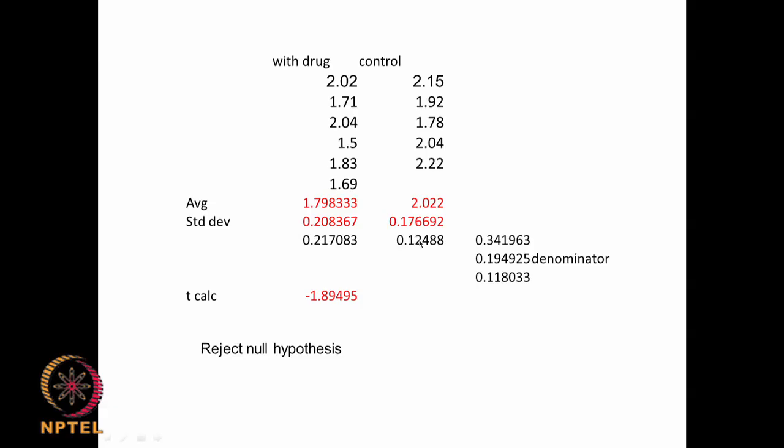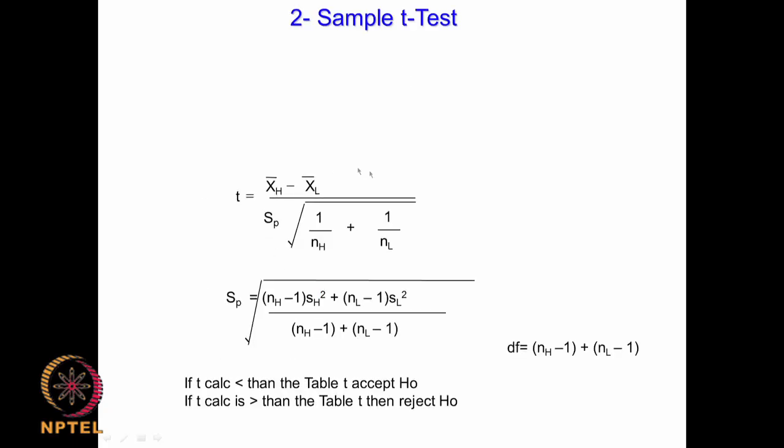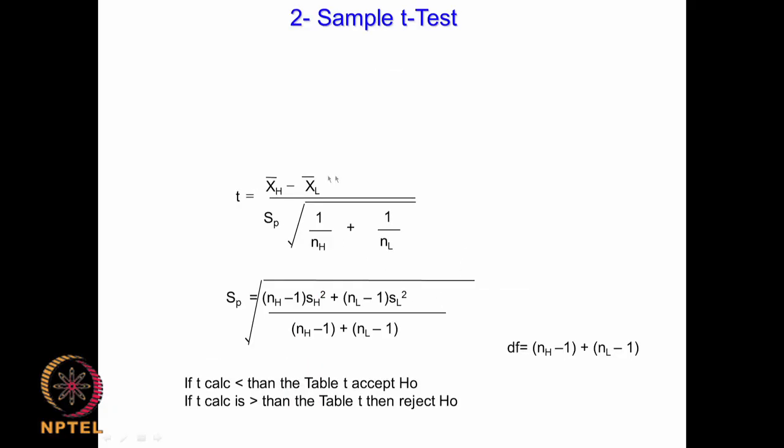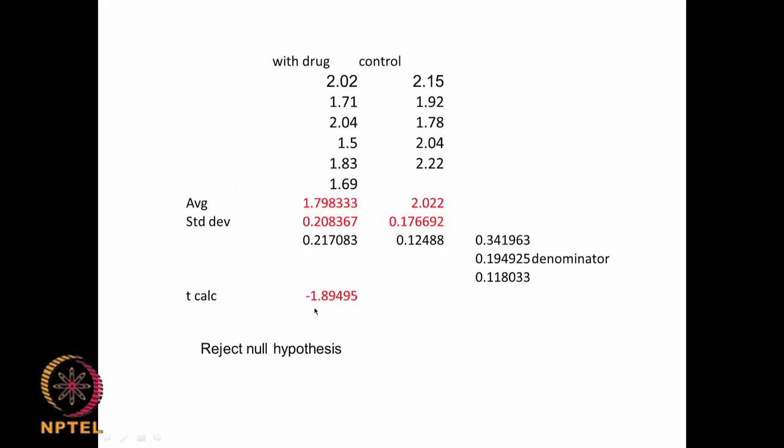So, I am squaring this and then I am adding this. Okay. I am squaring this and adding this, and then from there I calculate the t using this formula. The denominator is the square root of 1 by 6 plus 1 by 5. So I calculate this, and from there I can calculate the t calculated. It comes out to be minus 1.89.